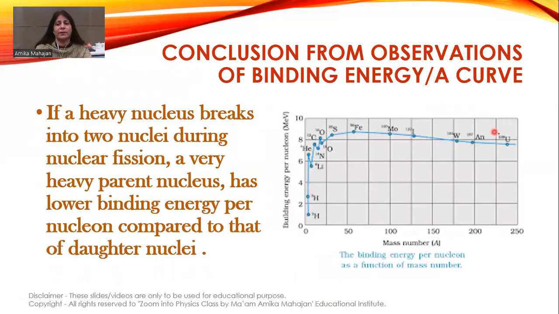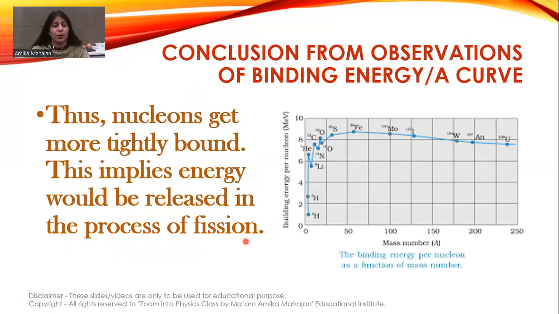Now, having nucleus like uranium, it has less binding energy per nucleon. So it is unstable. To attain stability, it undergoes fission. It breaks up into two certain nuclei which are comparatively stable. So binding energy per nucleon of daughter nuclei will be more as compared to parent nucleus, as a result of which nucleons will be tightly bound. And it implies energy would be released in the process of fission.